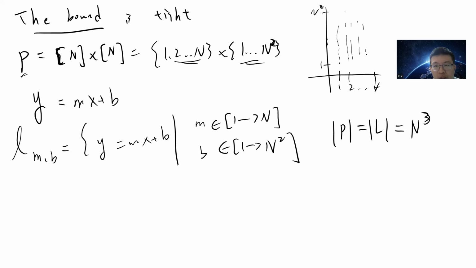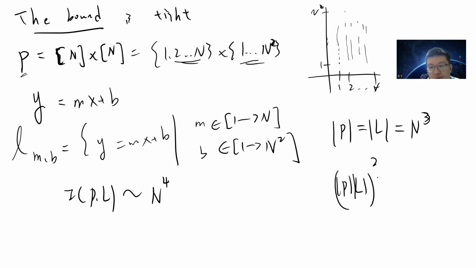And you can see that, probably a little bit hard to see, but one can try to compute the number of incidences. Okay, it's basically n to the 4th. Okay, so you can see that this is the tight bound, right? Because your P and L to the 2/3 is basically n^2. Okay. So this just tells you that the bound is tight.